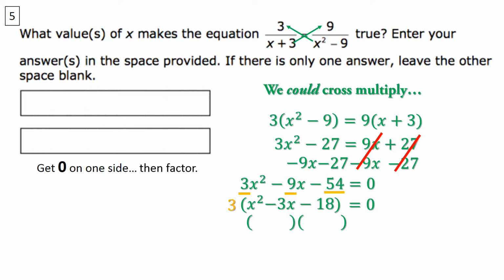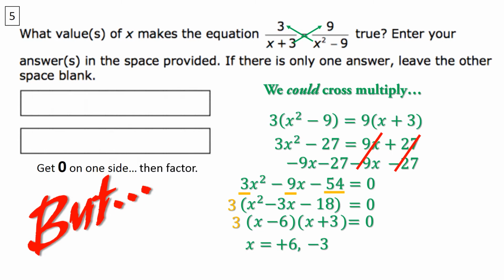Two numbers that multiply to be negative 18 and add to be negative 3. Well, it's going to be negative 6 and positive 3 are those two numbers. Well, what makes each of those chunks equal 0? X's lie, so it's going to be positive 6 and negative 3.